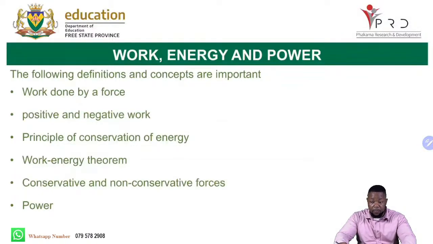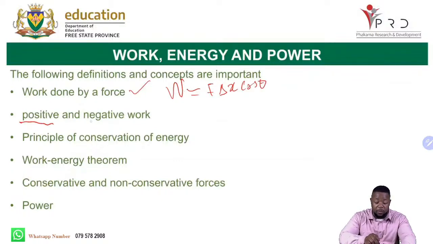Work, energy, and power. The following definitions and concepts are very important when dealing with work, energy, and power. So we need to be able to define the work done by a force and be able to identify the formula associated with that on the data sheet. We will see that the formula is F delta x cos theta. And then we must be able to understand the meaning of positive work and negative work. Positive work being the work that is transferred into the system, and negative work being the amount of work that is being taken out of the system.